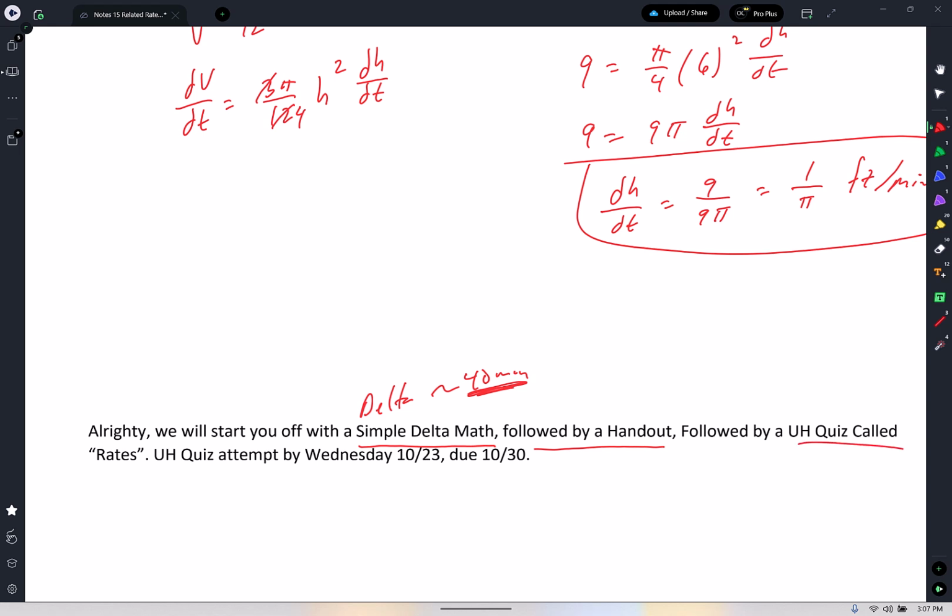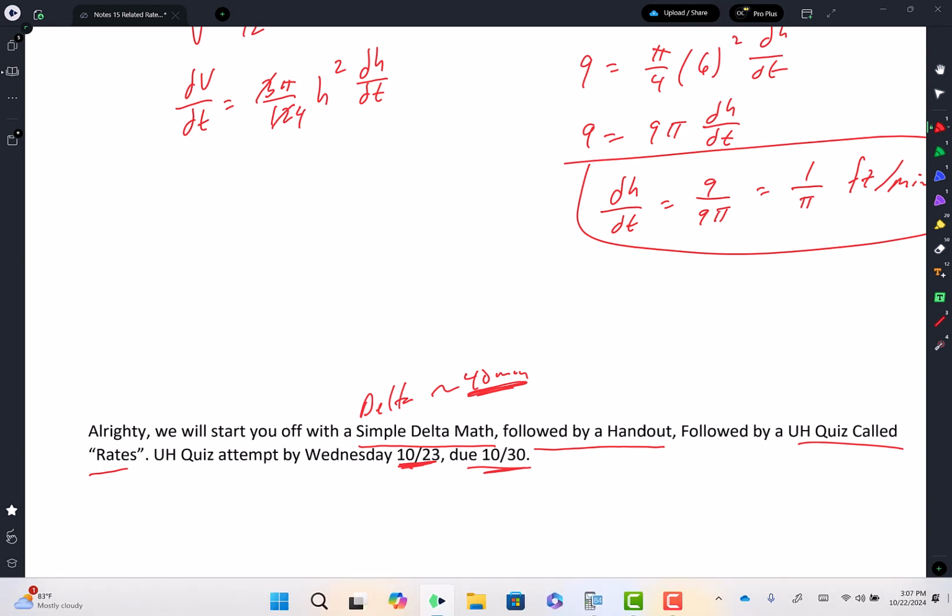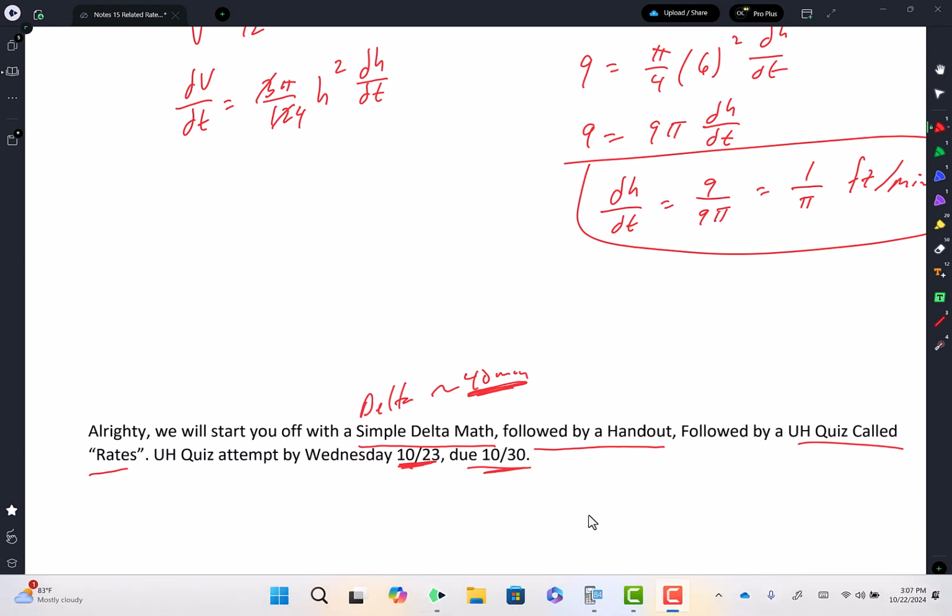And then a quiz. I'll put it on Canvas eventually. Attempt by tomorrow, but do it on the spooky day or the day before spooky. Cool or not cool, guys? All right, we're done, guys. I hope you guys are happy.